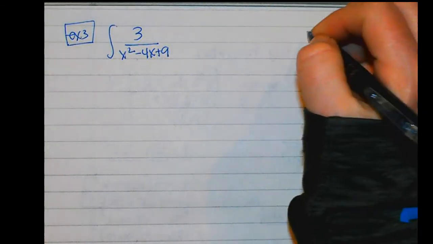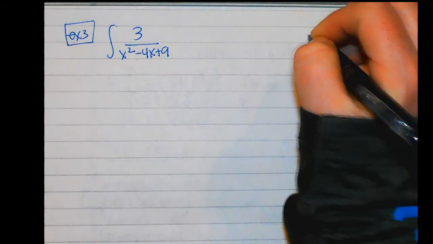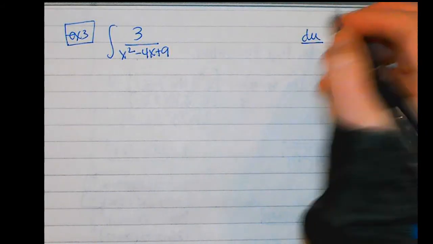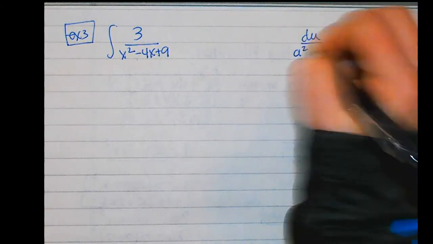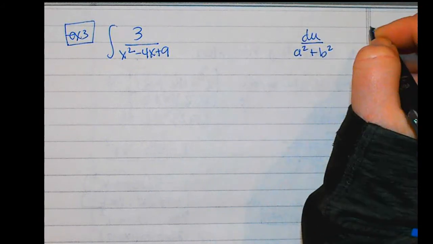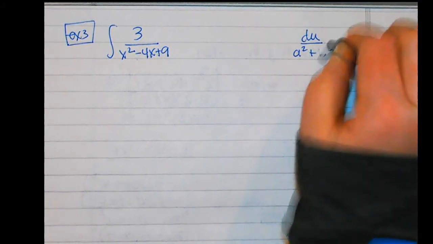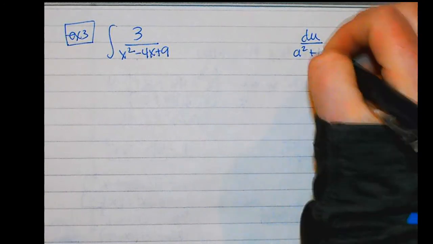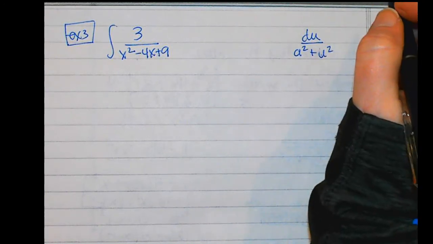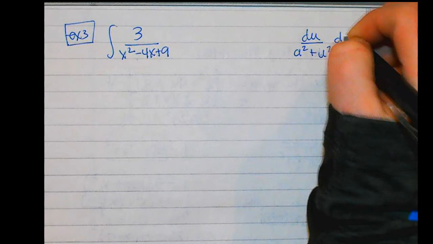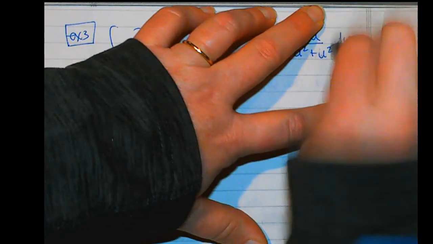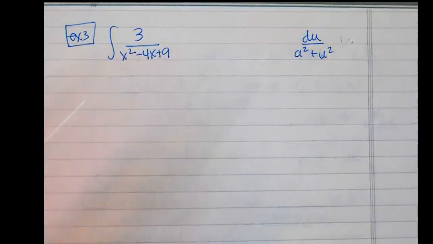We're looking for it to be du over a squared plus u squared. I lied, a squared plus u squared. Oh, I've already got du. She writes it on the top. I'm used to writing it on the side. My bad.